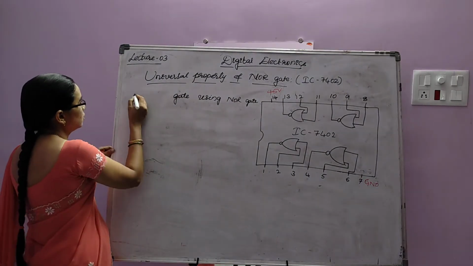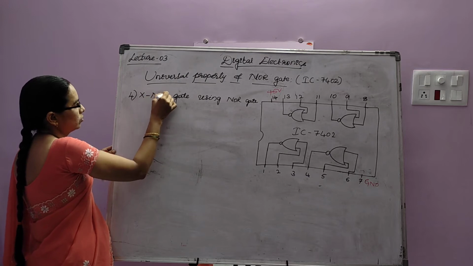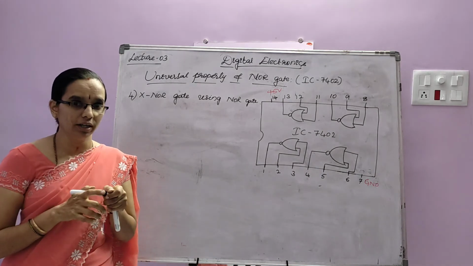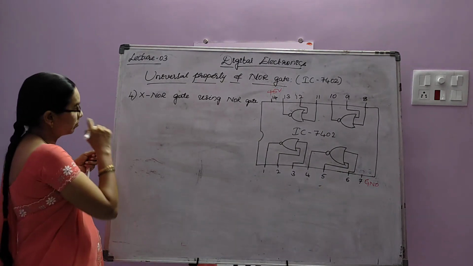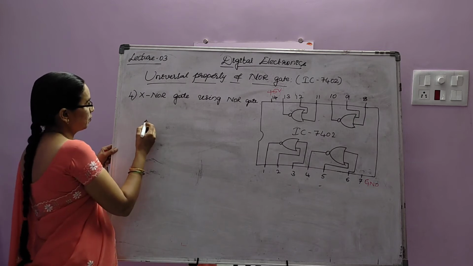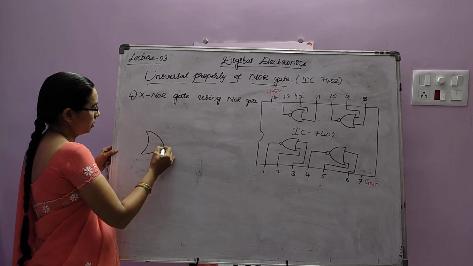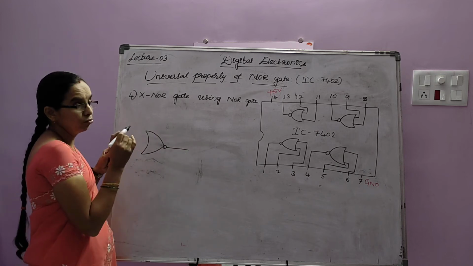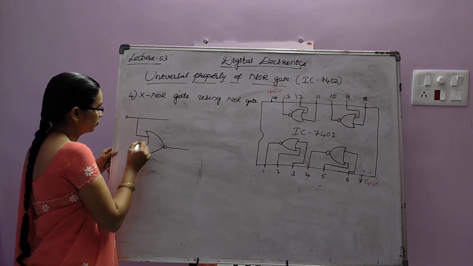Now we will construct the fourth one, XNOR gate, using NOR gates. You can even construct an XOR gate, but here we will construct the XNOR gate first. For realizing the XNOR gate using NOR gates, we require 4 NOR gates.